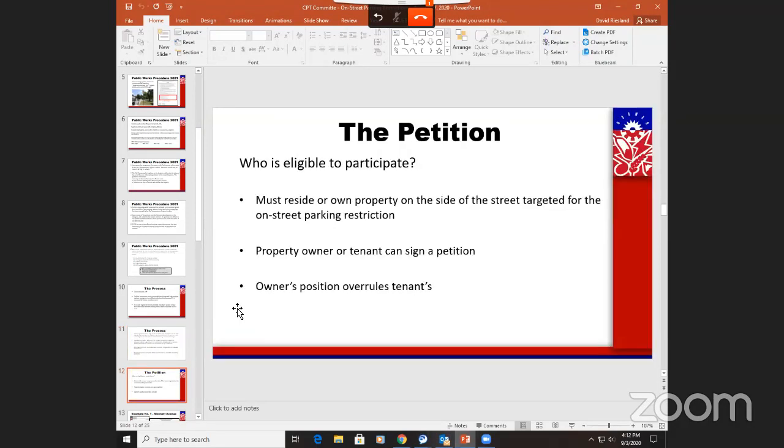So who's eligible to participate? Well, anybody who resides on or owns property on the side of the street targeted for the restriction. Property owners or tenants can sign the petition, but if both sign, we're only going to accept the owner's position as the one who owns the property. They would overrule the tenant.